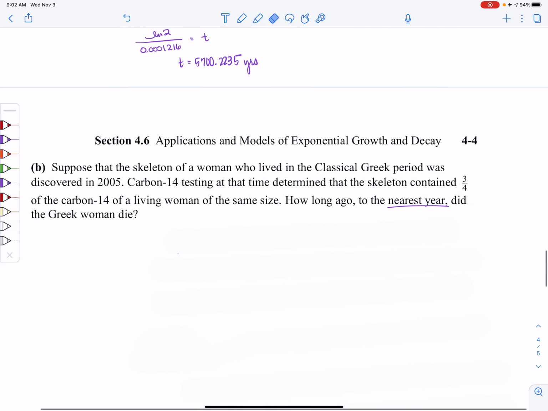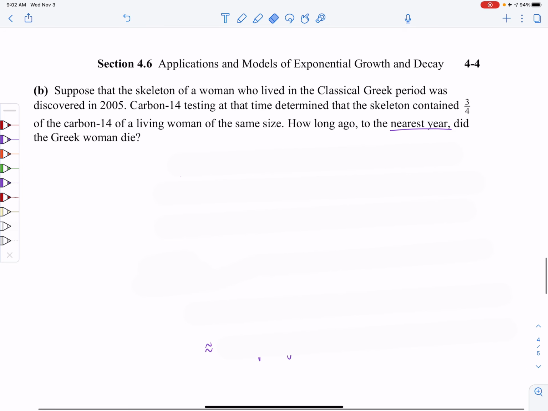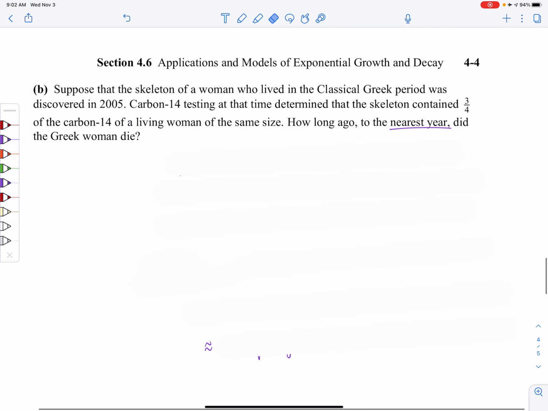All right. Part B, suppose that the skeleton of a woman who lived in the classical Greek period was discovered in 2005. Carbon-14 testing at that time determined that the skeleton contained 3/4 of the amount of carbon of a living woman of the same size. How long ago, to the nearest year, did the Greek woman die?